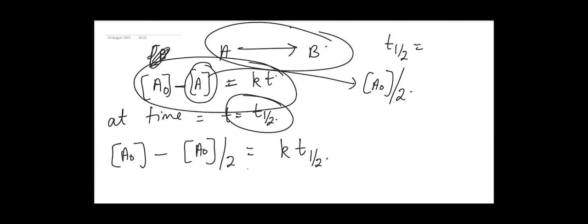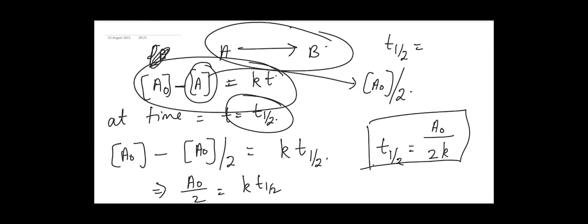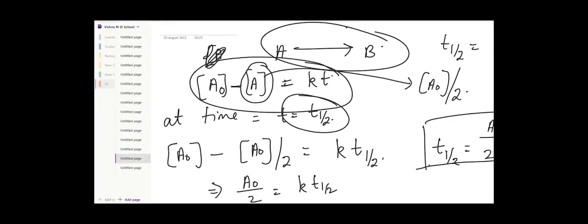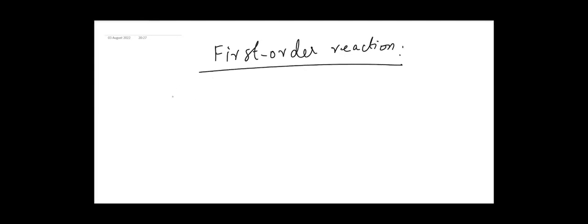So the final concentration is nothing but A naught by 2. Only that change we are making in the relation. Now we get A naught by 2 is nothing but k times t half. Now half life is nothing but A naught by 2k. So this is the half life of a zeroth order reaction. Now let us do the same for the first order reaction as well, because in numericals, particularly in JEE, you get a lot of numericals based on zeroth order and first order.